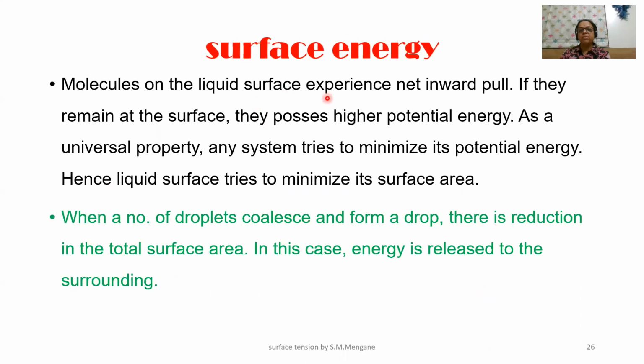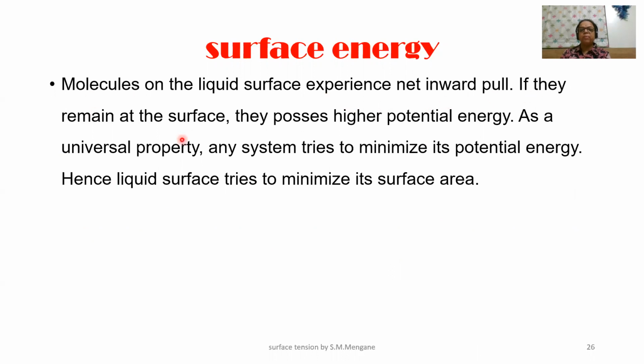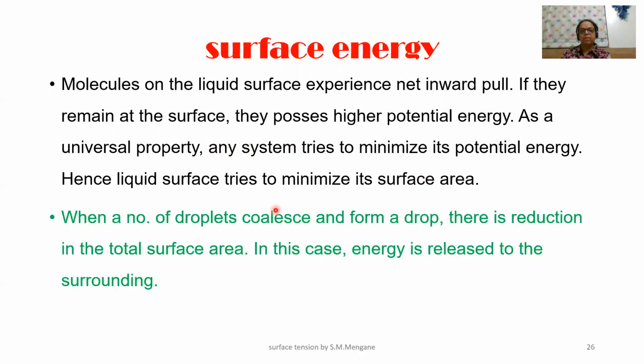Molecules on the liquid surface experience a net inward pull. If they remain at the surface, they possess higher potential energy. And as a universal property, any system tries to minimize its potential energy, and hence the liquid surface tries to minimize its surface area. When a number of droplets coalesce and form a drop, there is a reduction in the total surface area. In this case, energy is released to the surroundings.